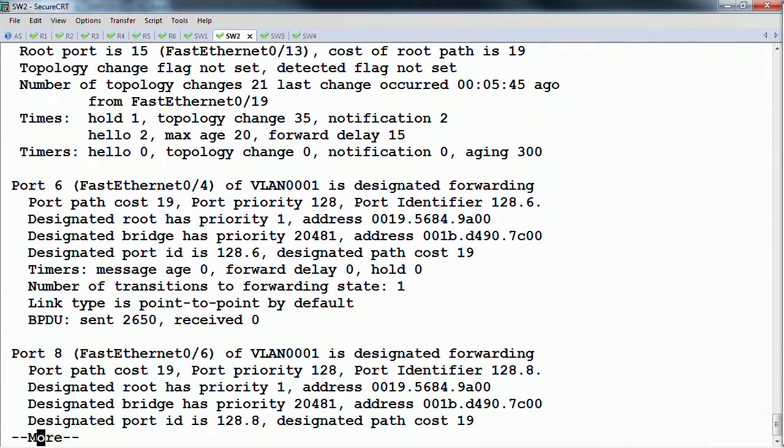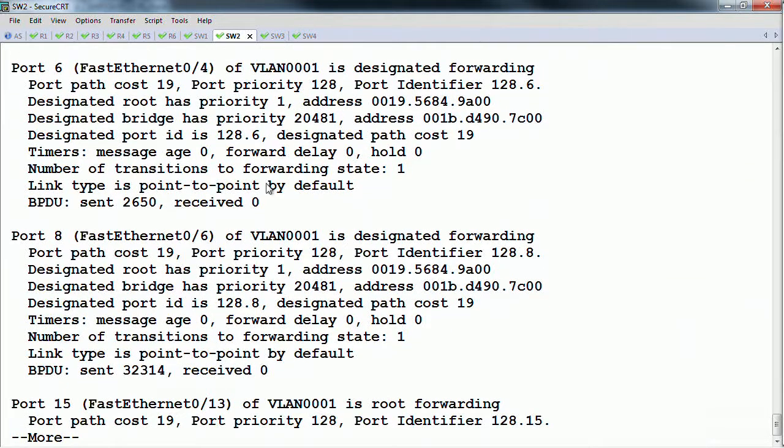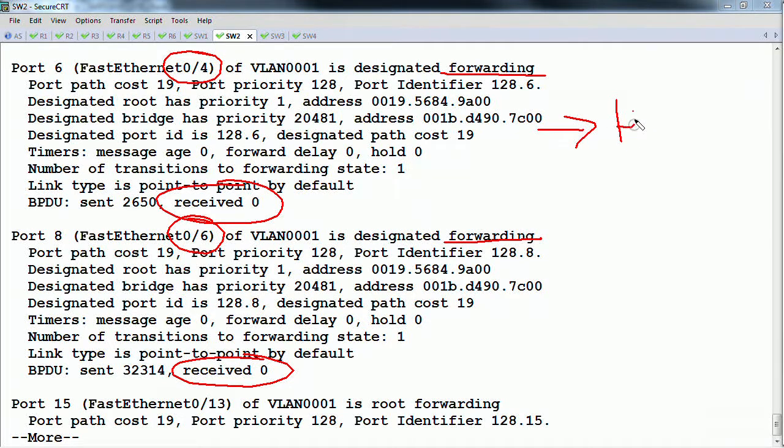So from here, we can see some of the specifics of the different interfaces, where since on the other side of Fast Ethernet 0/4 and the other side of Fast Ethernet 0/6, we're not hearing any devices running spanning tree. So it means that these ports are always going to be forwarding. Basically, these are the ones that are pointing down towards the end hosts. I'm going to be advertising these spanning tree packets out, but I'm not receiving any in, so I don't really have to include that as part of the topology calculation.